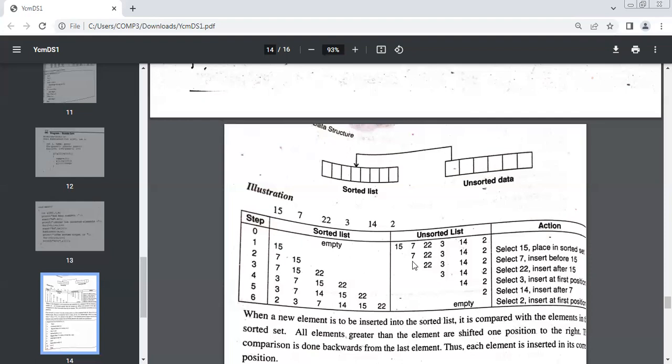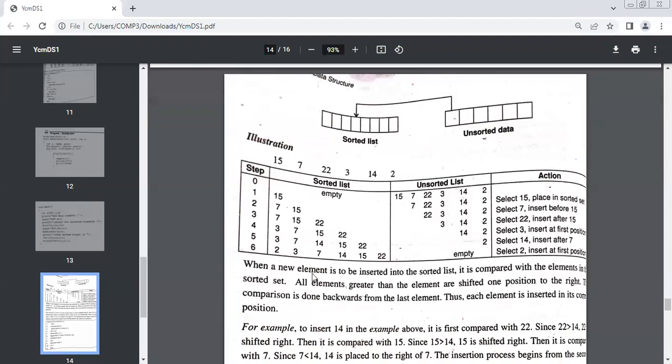ओके, अगेन हम नेक्स्ट एलिमेंट लेंगे. नेक्स्ट एलिमेंट जो सॉर्टेड लिस्ट में एलिमेंट है उसके साथ कंपेयर होंगे. फर्स्ट 22, 7 के साथ कंपेयर होगा, फिर 15 के साथ कंपेयर होगा और फिर वो अपनी जगह पे जाएगा. ओके, फिर उसके बाद हम एलिमेंट 3 लेंगे, उसको भी हम हर एक के साथ कंपेयर करेंगे और वो अपने प्रॉपर जगह पे जाएगा. सो दिस वे वी कैन सॉर्ट द लिस्ट ऑफ एलिमेंट्स.